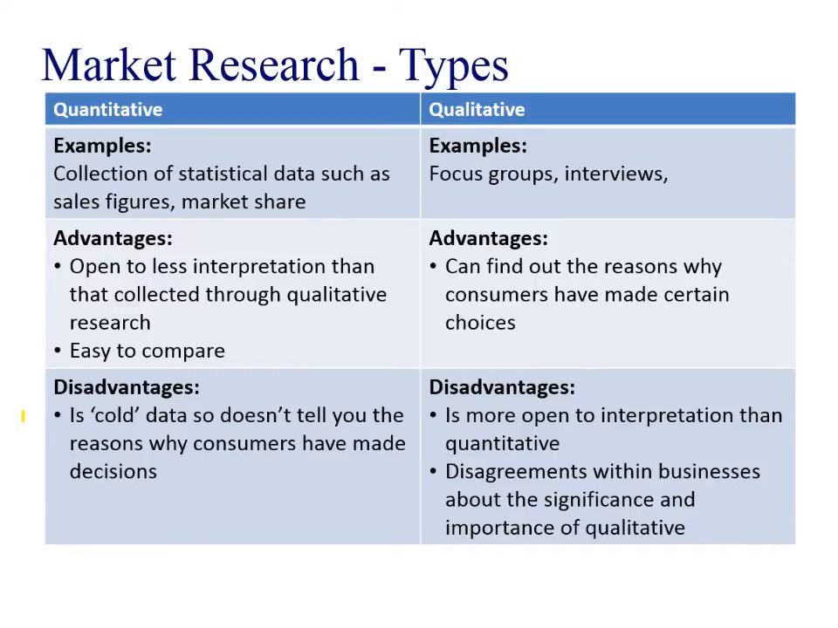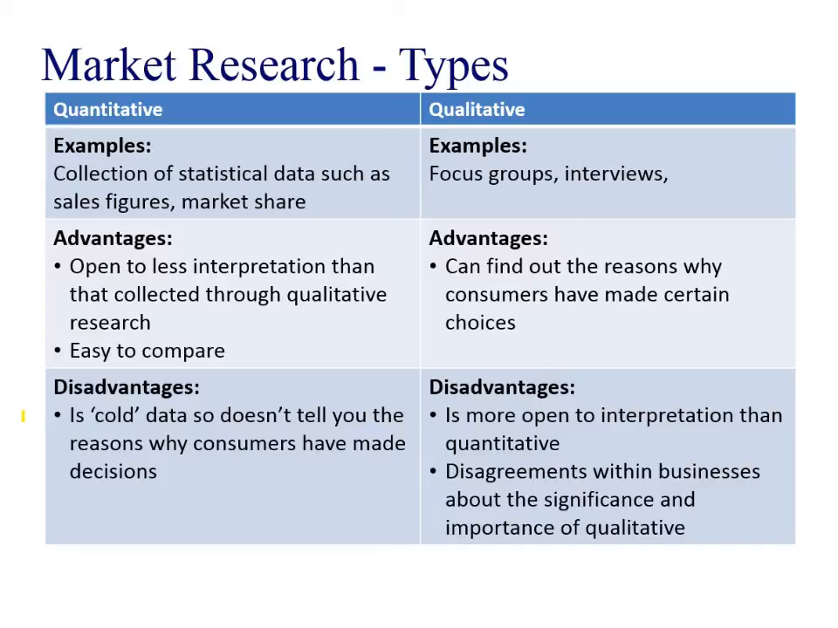Okay, so when we're looking at advantages and disadvantages, again, we have to do this like we did for primary and secondary market research. So quantitative data you can collect through statistical data, sales figures, market share, those types of financial information as well. Advantages: it's quite easy to interpret because there's not very much interpretation. So, 70% of respondents said that they like product A more than product B, which is quite objective information.